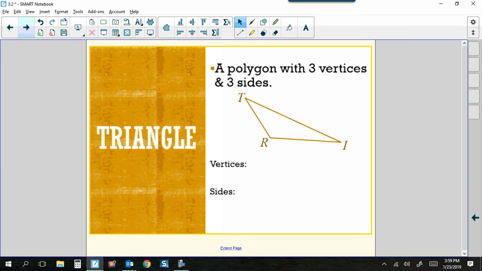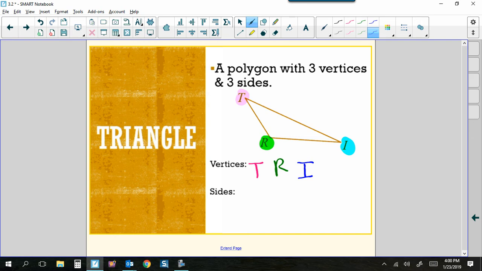So first, what is a triangle? If you remember from chapter 1, a triangle is a polygon with 3 vertices and 3 sides. So I have given you a blank triangle on your notes. Go ahead and label it TRI. T, R, and I are your 3 vertices. So you have point T, point R, and point I. Go ahead and list your vertices as T, R, I for triangle.